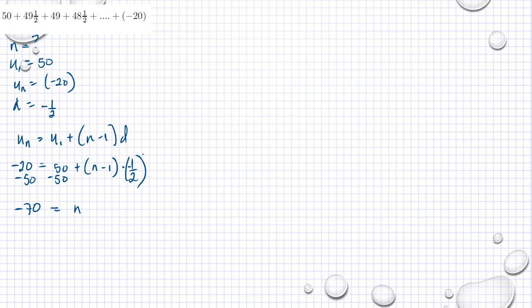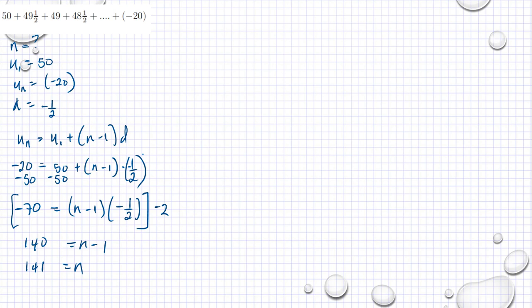is equal to n minus 1 times negative 1/2. So if we multiply both sides of the equation by negative 2, then we have n minus 1 is equal to 140. So our n is 141.